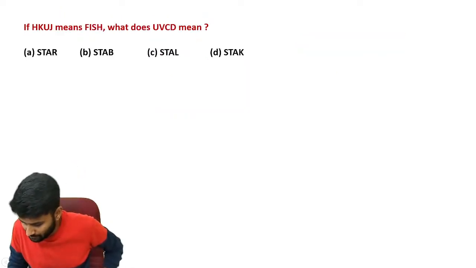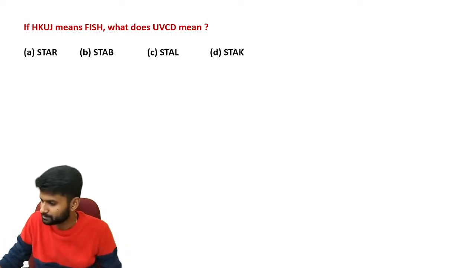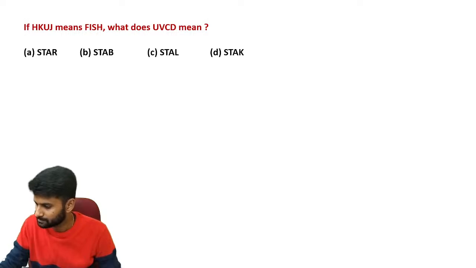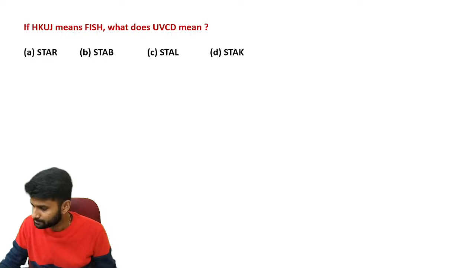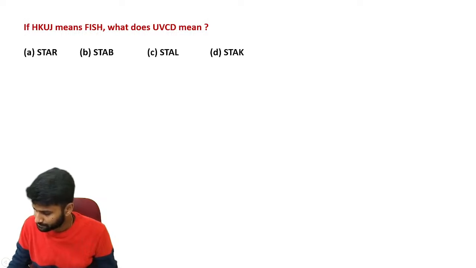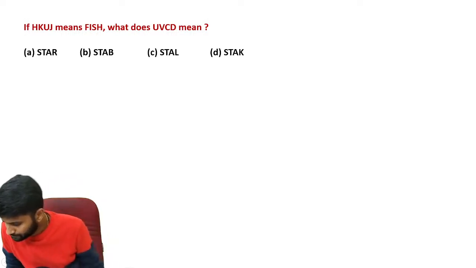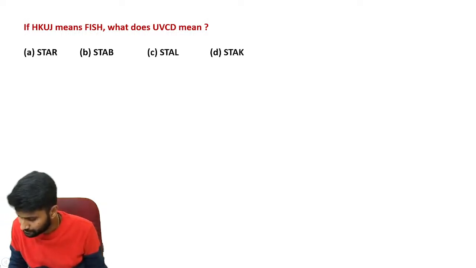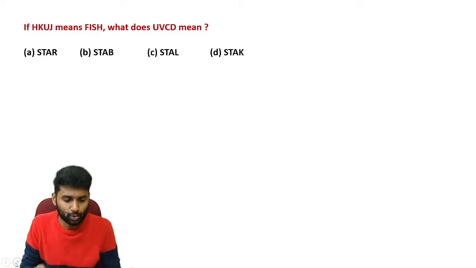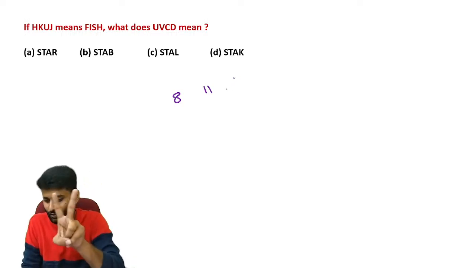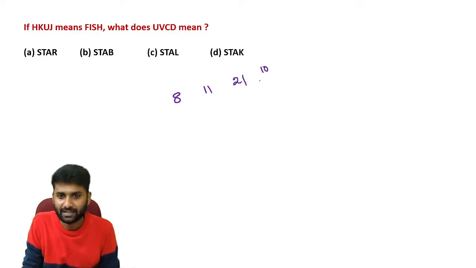Let's go through this question. Now see, HKUG means FISH. What does UVCD represent? H is the 8th letter, K the 11th letter. See U, V: remember that V is represented by two fingers, victory. V is 22, U is 21. And J is 10. Let's go through that.